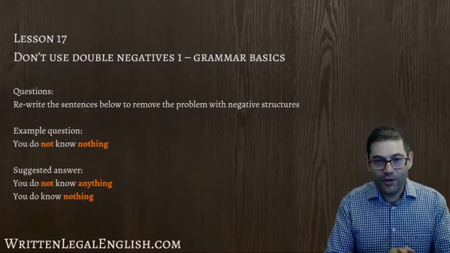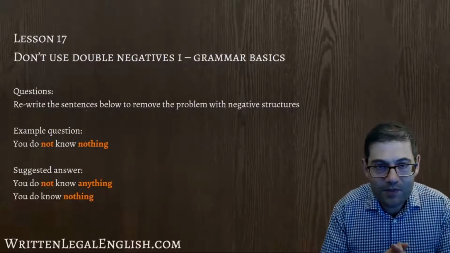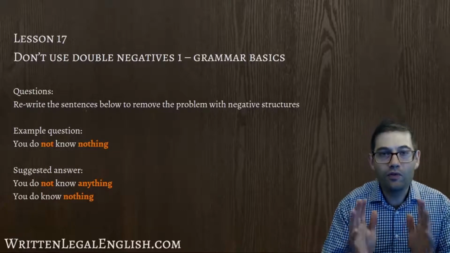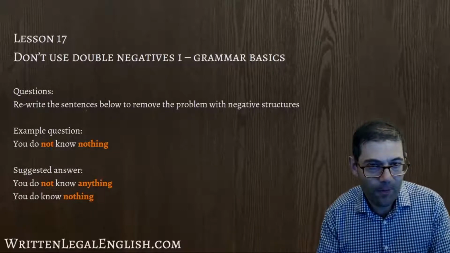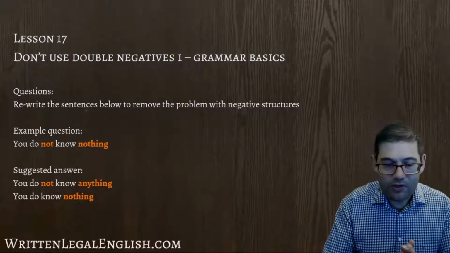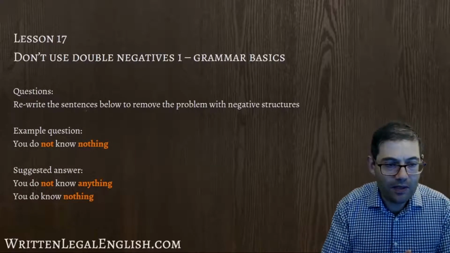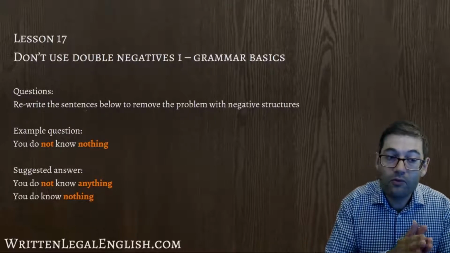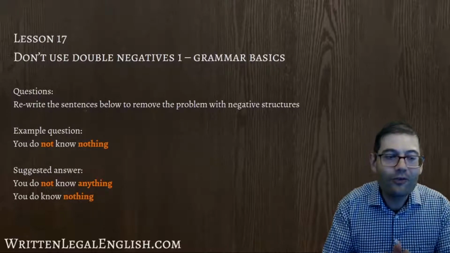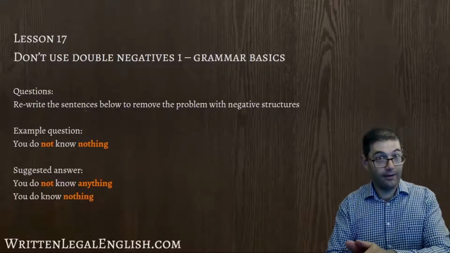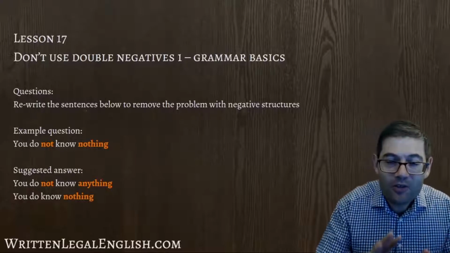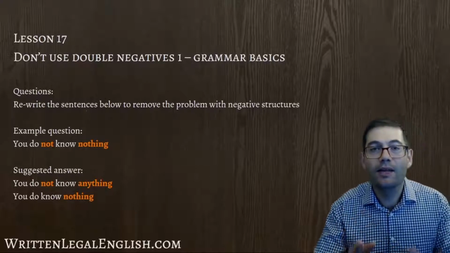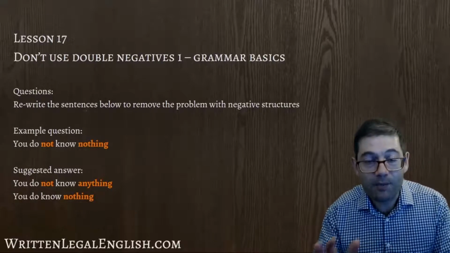So it's time for some questions. Below you will see some sentences, and I'd like you to rewrite those sentences to remove the problem with the negative structures. Now, as an example question, let's have a look at that example we've seen already. You do not know nothing could be: you do not know anything, or you do know nothing. Okay, so two potential rewrites, both of them grammatically correct because they solve the problem of the double negative.